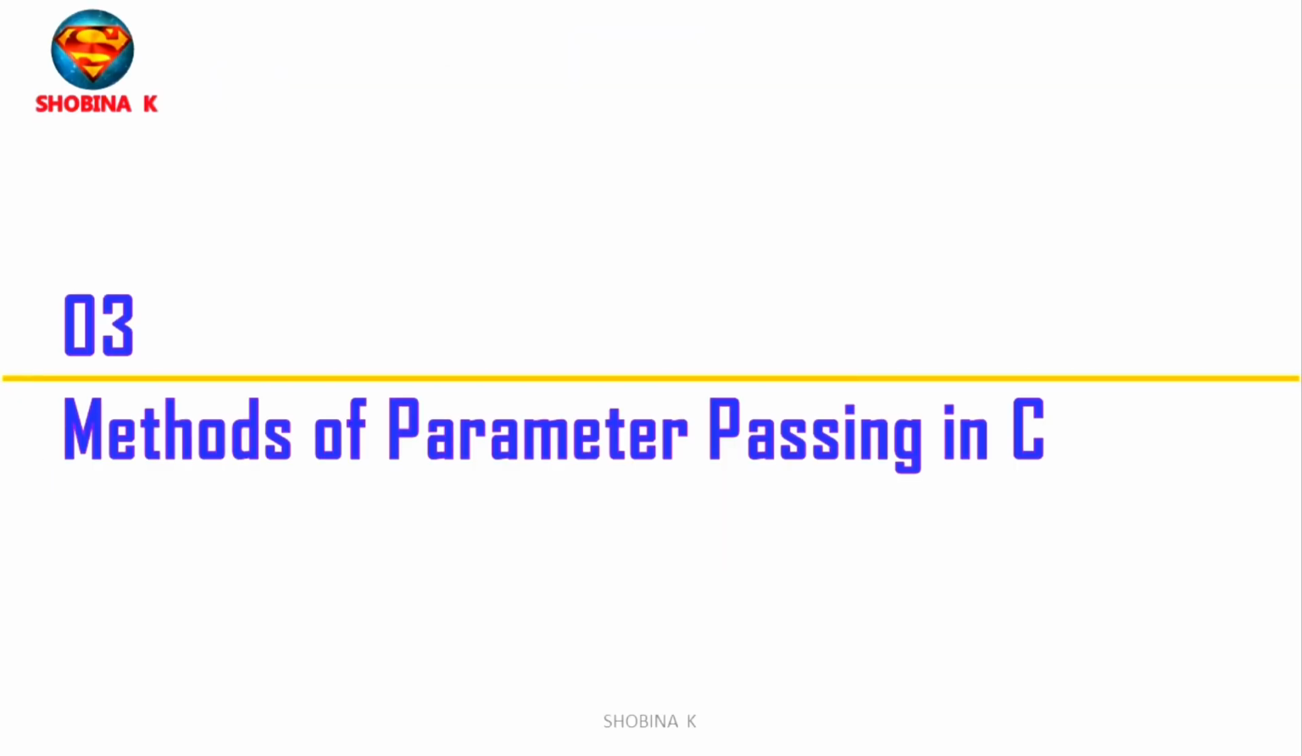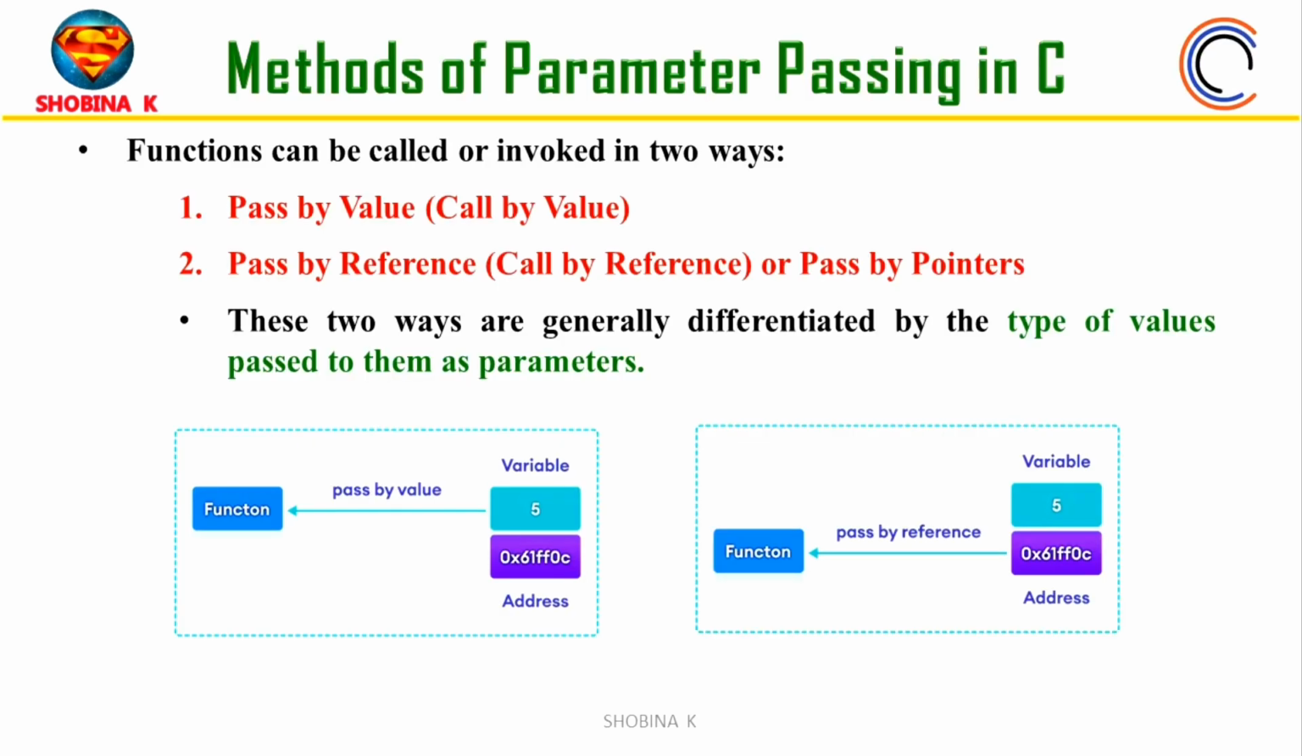Now let's discuss the parameter passing methods. Functions in C can be invoked in two primary ways, which are generally differentiated by how the values are passed to them as parameters. The two primary methods are pass by value and pass by reference. Now let's discuss them in detail.